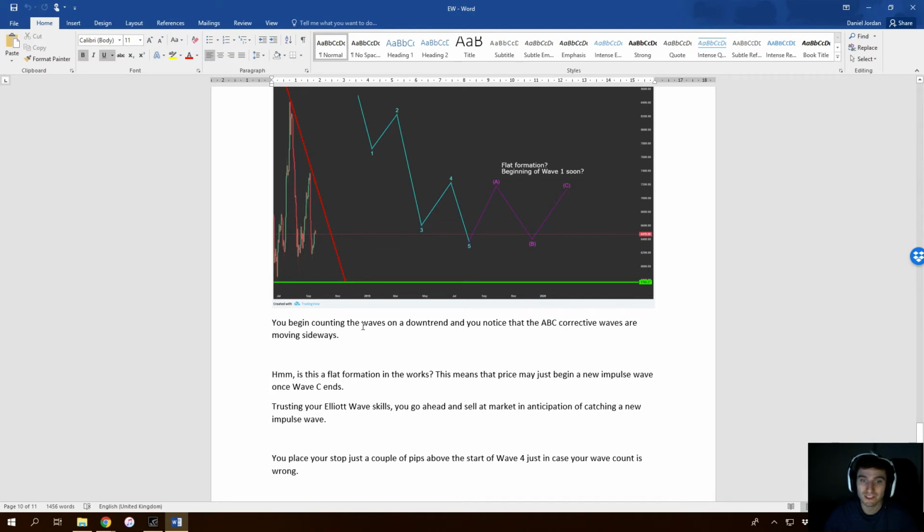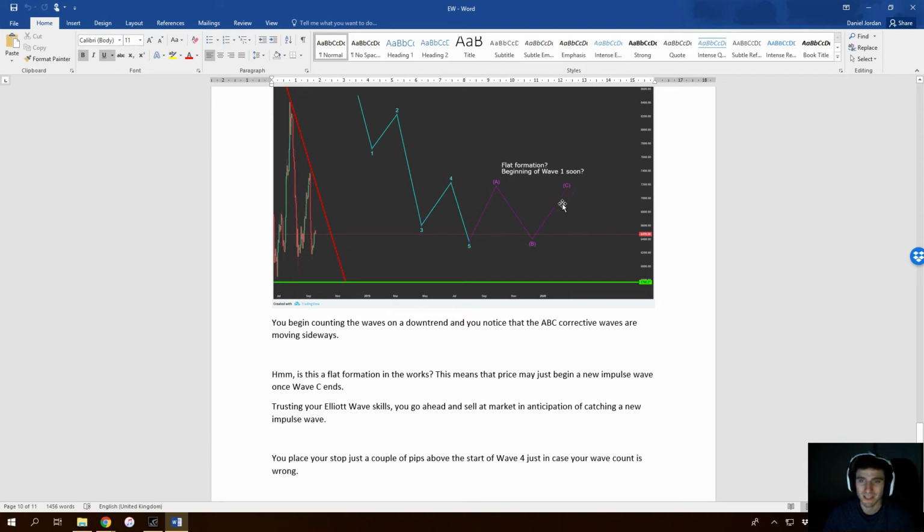So you begin counting the waves on a downtrend, and you notice that the ABC corrective waves are moving sideways, possibly forming a flat formation. Here is a flat formation in the works. I question because wave C has not come to an end.